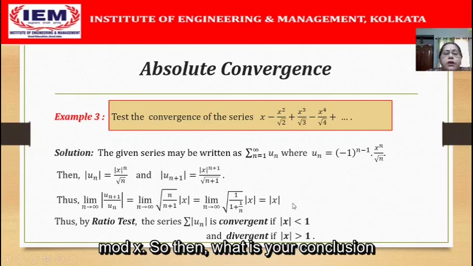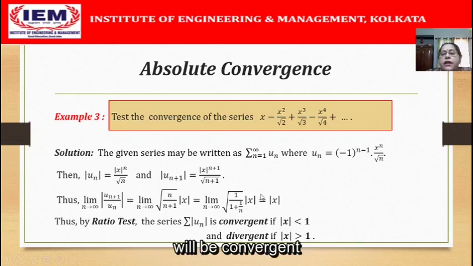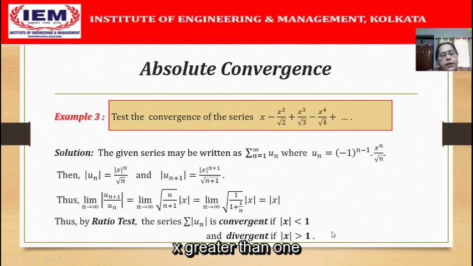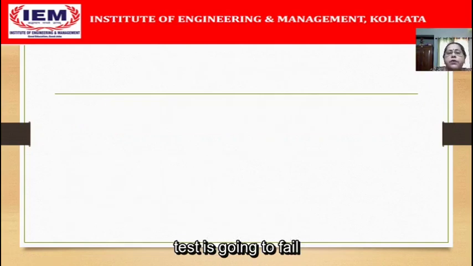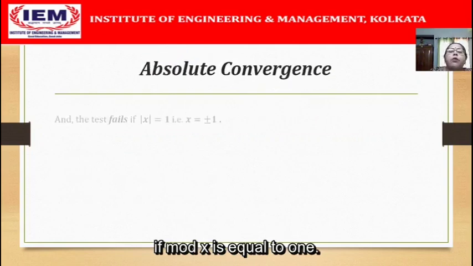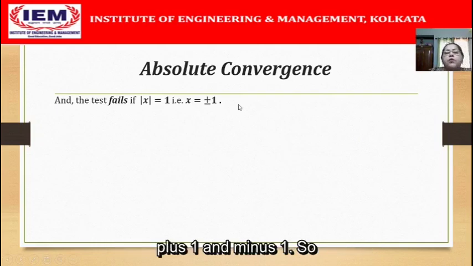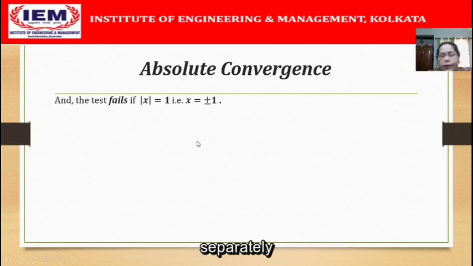So then what is your conclusion from the ratio test? The ratio test says that this series will be convergent if mod x is less than 1, divergent if mod x is greater than 1. And of course we know that the ratio test is going to fail if mod x is equal to 1. That means for two values of x, x equal to plus 1 and minus 1. So these cases we have to look at separately.